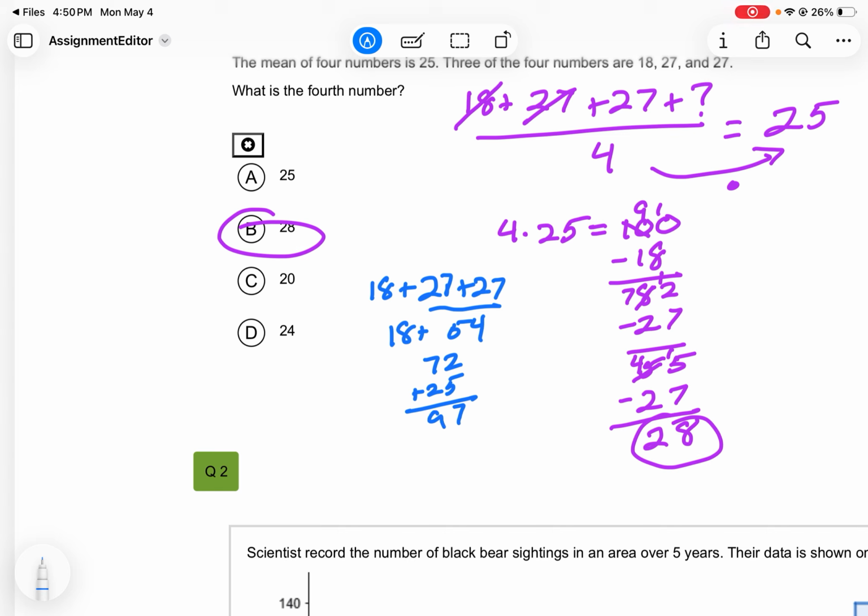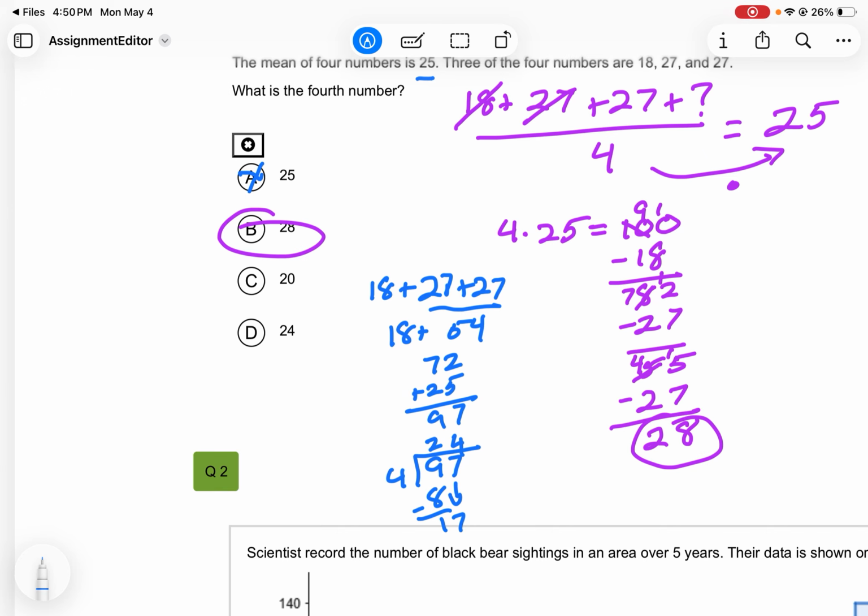So now I divide by 4. 97 divided by 4. Goes in twice. 2 times 4 is 8. Bring down the 7. 4 goes into 17 4 times. Well, I needed 25. That's 24 with some left over, so it's not A. So now I try choice B.